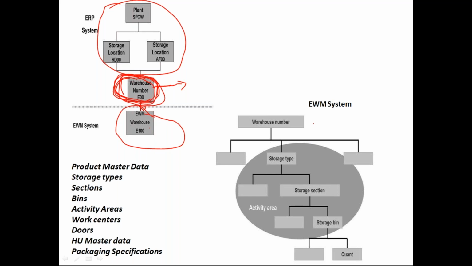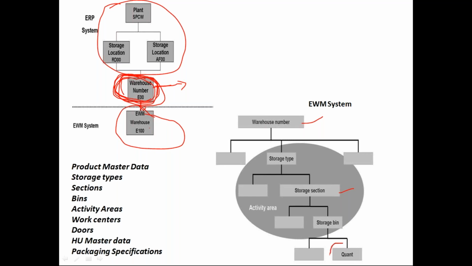Now when it comes to EWM, as I said, the highest organization element is the warehouse number. After that, this warehouse is divided into multiple storage types depending on how many types of stocks you are storing, and each and every storage type should have at least one section as per the system requirement. Further, this is divided into multiple bins. So we have seen the structure of the warehouse. We have multiple bins, and after that we have something called a quant.